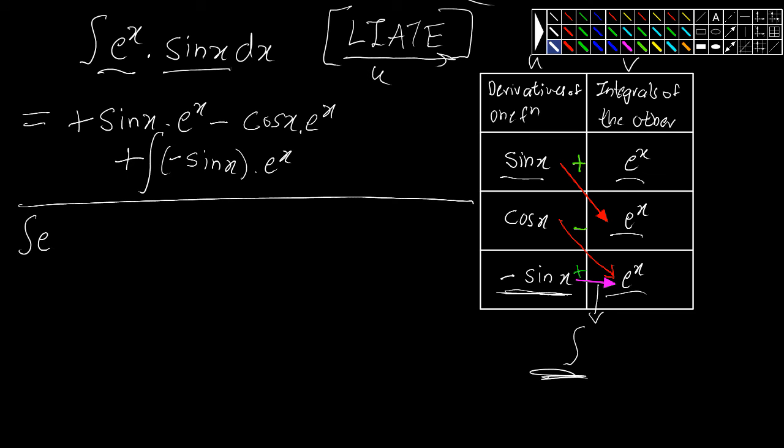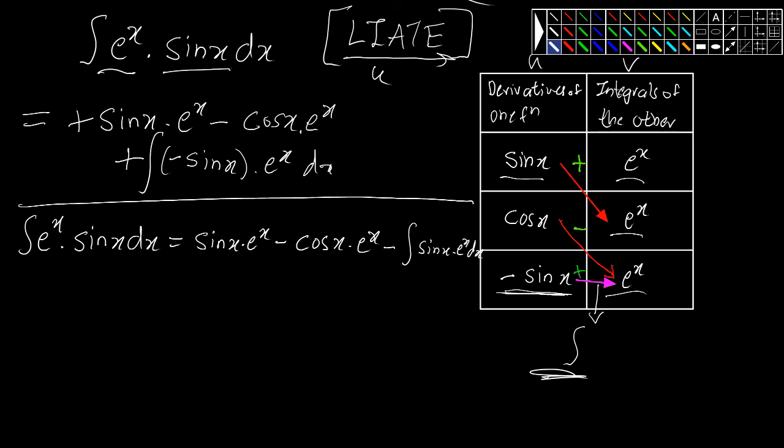Integral e to the x times sine x dx equals sine x times e to the x minus cosine x times e to the x minus integral sine x times e to the x dx. There's going to be dx over here. Okay, so now the idea here is this will go on the other side. Okay, so let's do that.